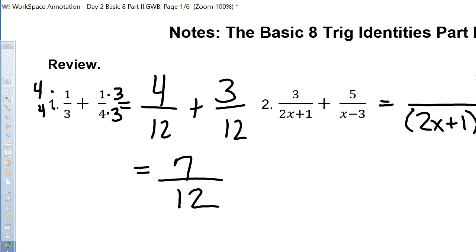Okay, so looking at that first fraction, it has the 2x plus 1. What is it missing? X minus 3. So that 3 in the numerator has to be multiplied by x minus 3. And for the second fraction, it has the x minus 3, but what is it missing? 2x plus 1. So 5 needs to be multiplied by 2x plus 1. Now, simplifying those numerators, go ahead and distribute the 3 and distribute the 5.